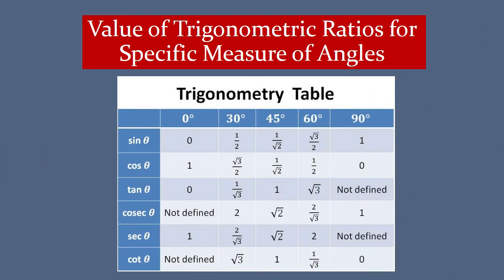As I said, theta is the measure of the angle. So, here we have the values of the trigonometric ratios for some specific measures of angles like 0 degrees, 30 degrees, 45 degrees, 60 degrees and 90 degrees. So let's check what the values of these trigonometric ratios are. Here sine 0 is 0, sine 30 is 1 upon 2, sine 45 is 1 upon root 2, sine 60 is root 3 upon 2, sine 90 is 1.